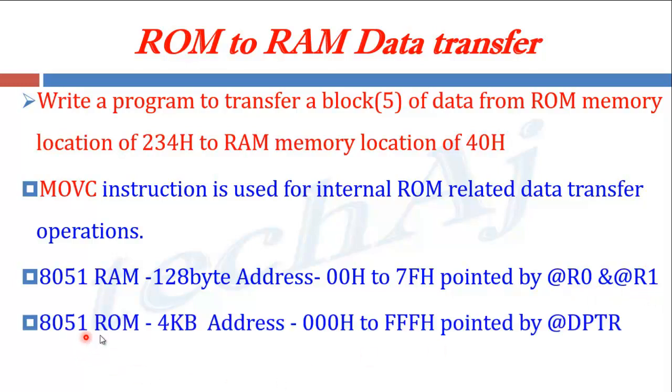Similarly, 8051 has a ROM memory of 4 kilobytes. It can be addressed by using the address in the range 000H to the FFFH. This is a 12-bit address. Hence, to point this address, we have to use the DPTR, which is a 16-bit address pointer.